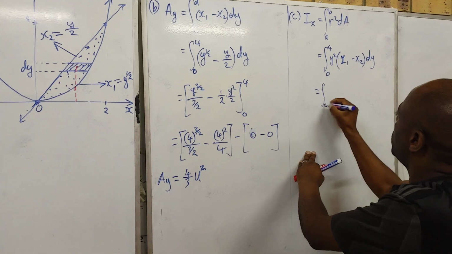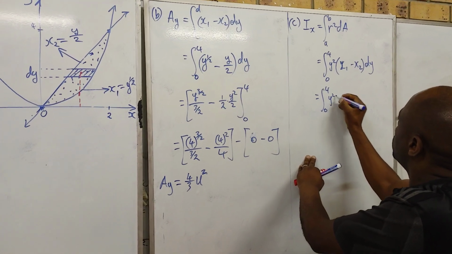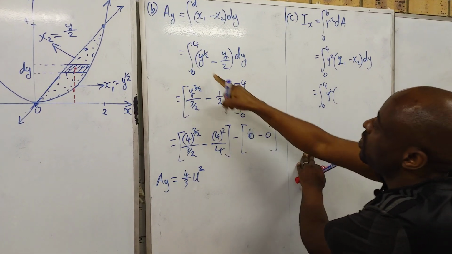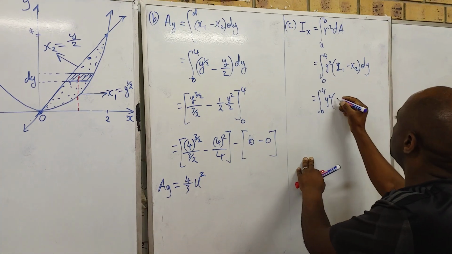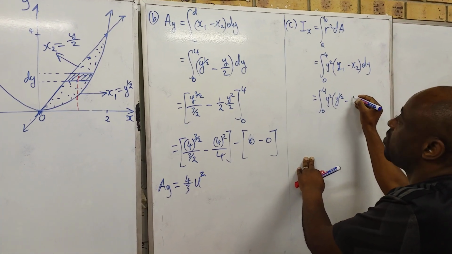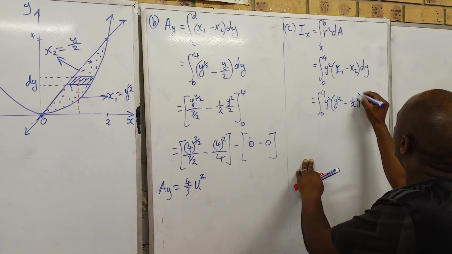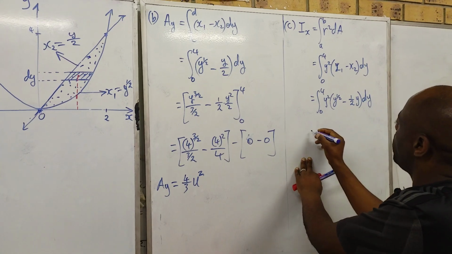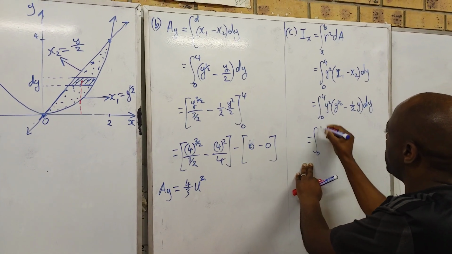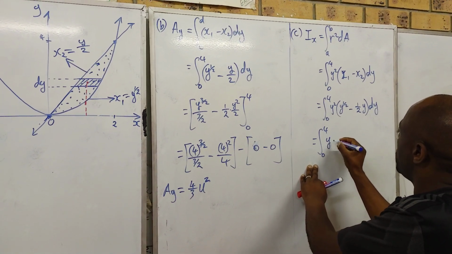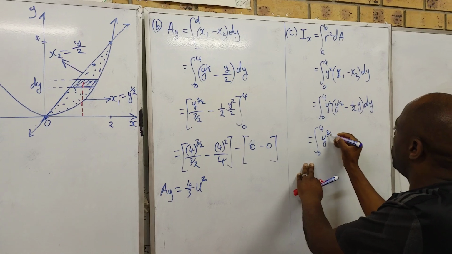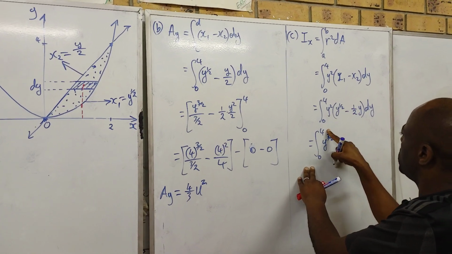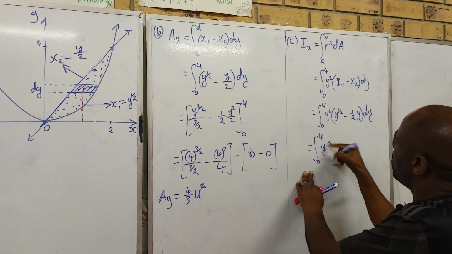Then I can now open my bracket. Sorry, I can now put my x1 and x2. My x1 and x2 are still there. Y to the power half minus a half of y dy. Then I open my bracket. I will get y to the power 3 over 2. When you multiply this, no, is it 3 over 2? No, it's 5 over 2.